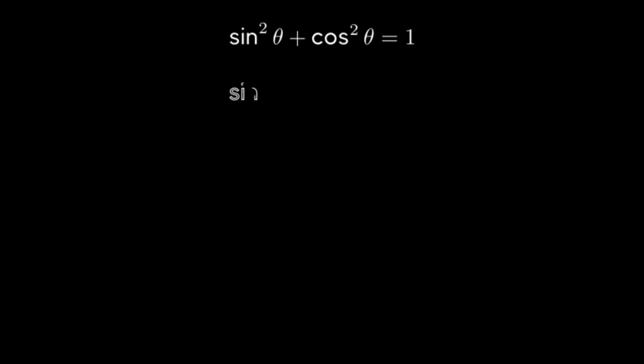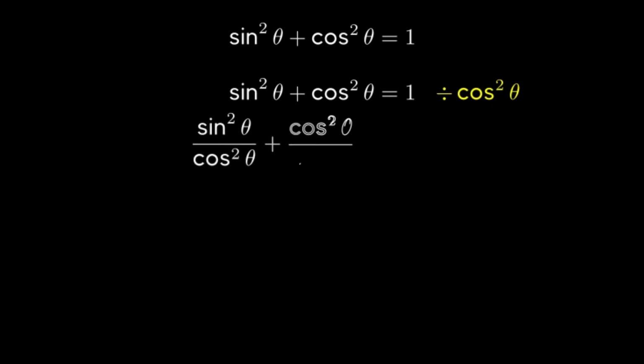We begin with the Pythagorean identity, which states that sine squared theta plus cosine squared theta equals 1. This fundamental relationship connects the primary trigonometric functions and is rooted in the Pythagorean theorem itself. To transform this into a relationship involving tangent, we'll perform a clever algebraic step.